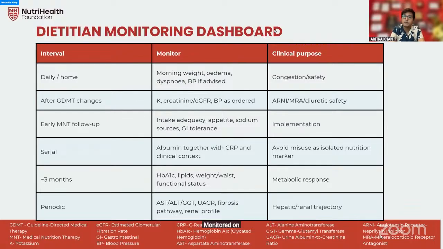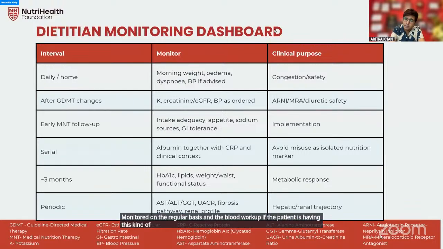And the blood workup, if the patient is having this kind of drug like ARNI, like MRA, and the diuretic. And also that you have to check about positive balance, negative balance of the urine in detail from the file, from the daily chart.